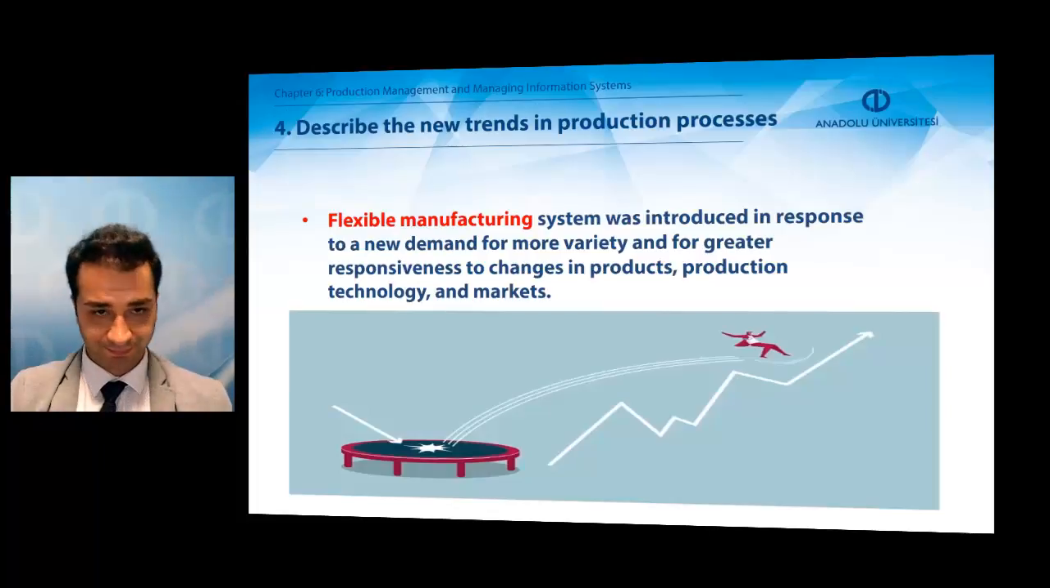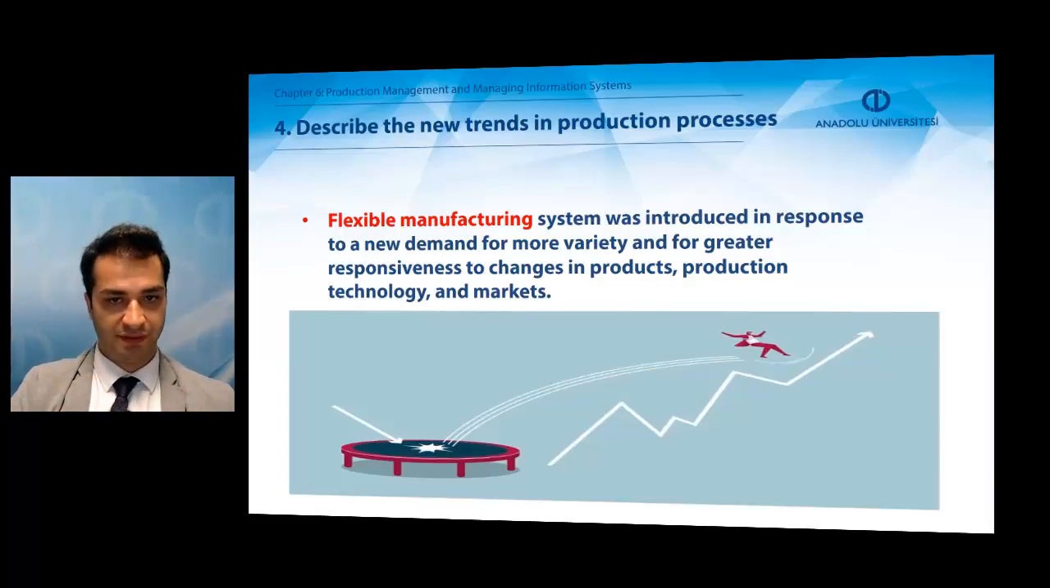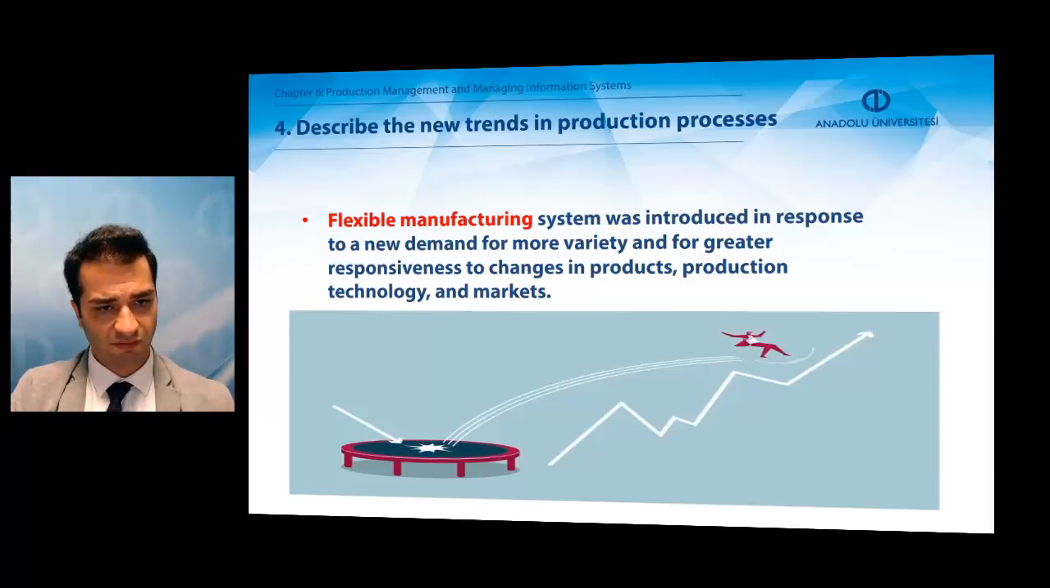So after this, we should also talk about the new trends in the production process, because as a result of the new global competition, companies have to offer a wide variety of products at really lower cost. So there are some new trends related to this. First of all, there is flexible manufacturing. Flexible manufacturing actually aims to reduce or eliminate all the wastes in the production cycle.